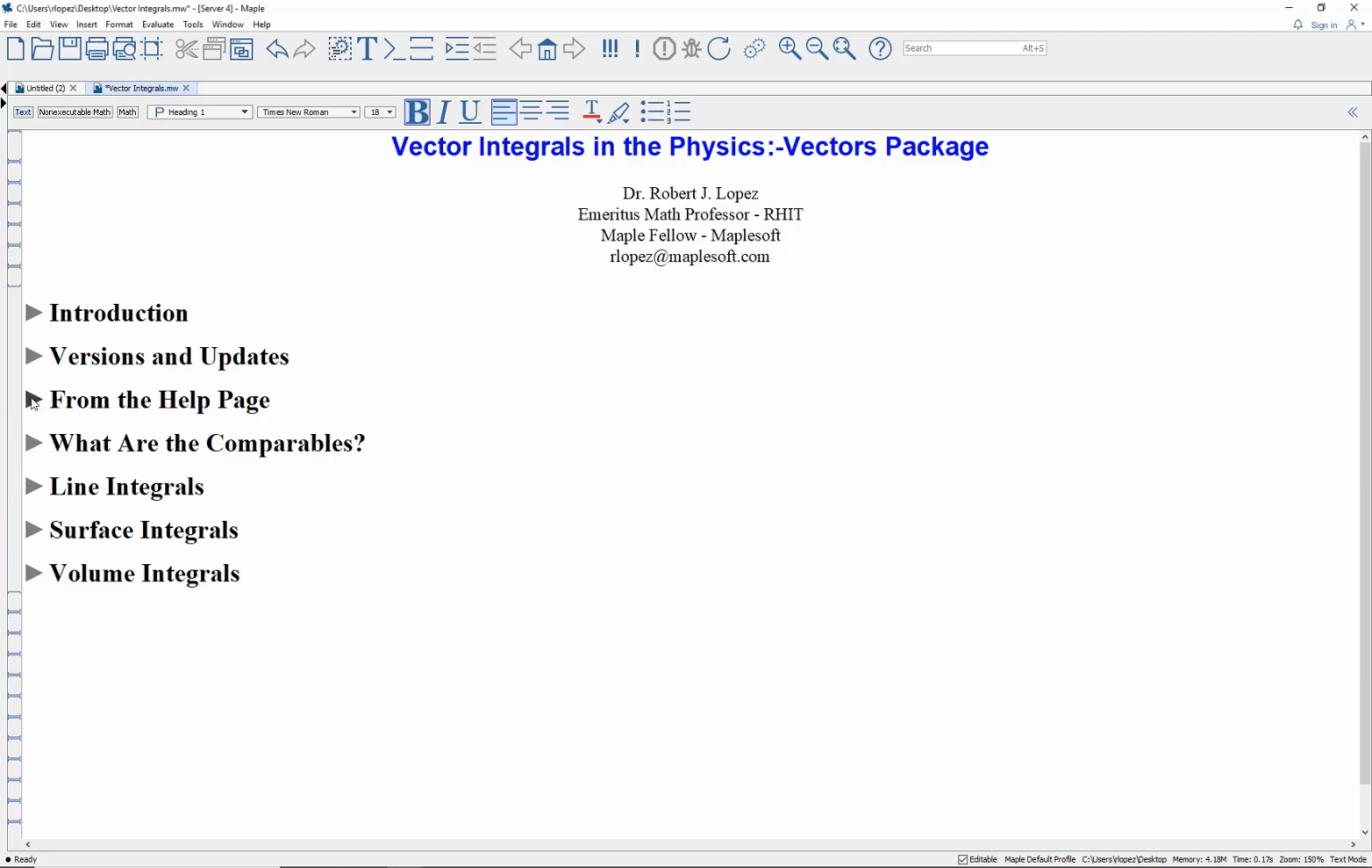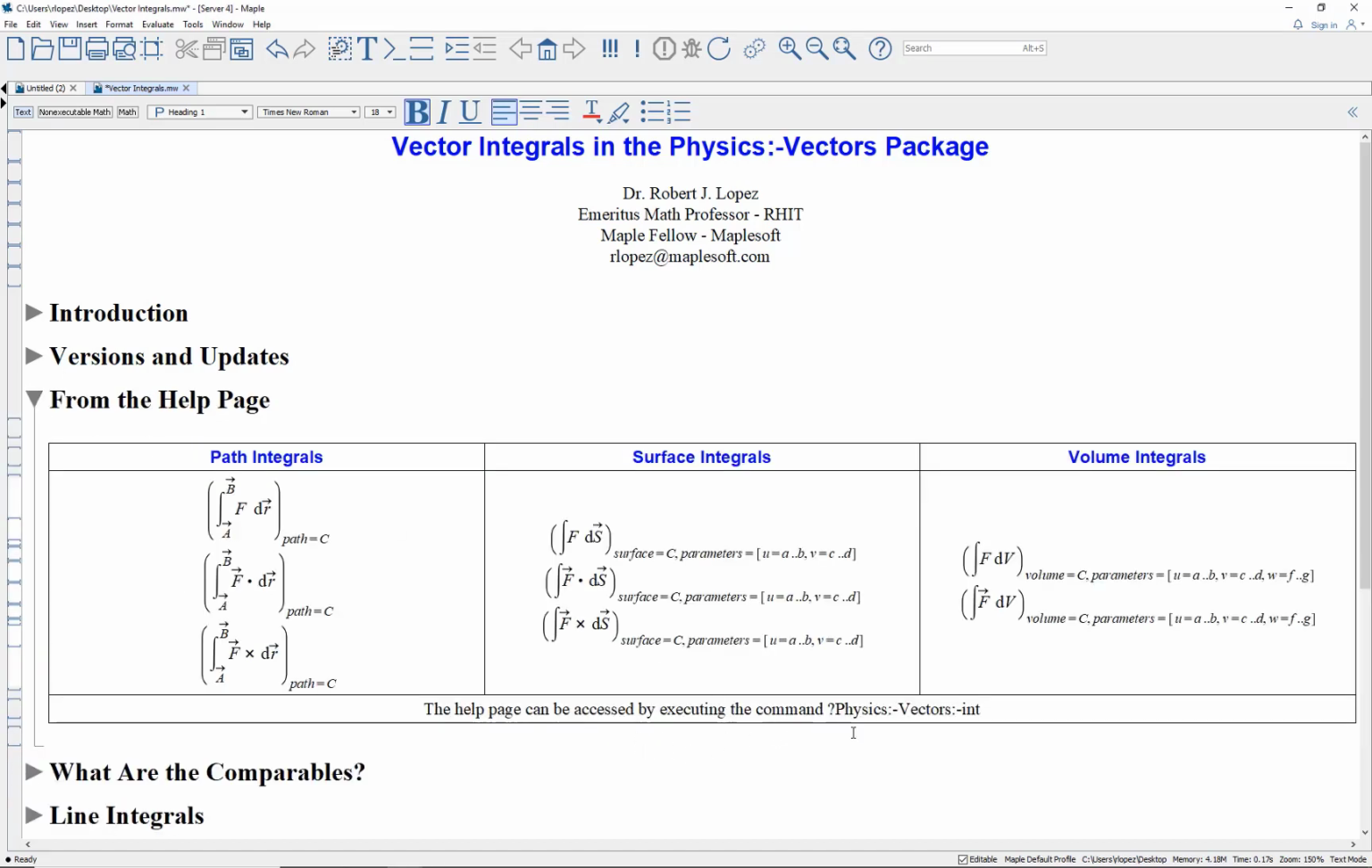Now, the help page that you access by typing the question mark or executing this command, Physics:-Vectors:-Int, will contain these 3 categories of integrals. These are called path integrals, surface integrals, and volume integrals: 3, 3, and 2. That's 8. And this is what it looks like on the help page, and this is what we want to explain.